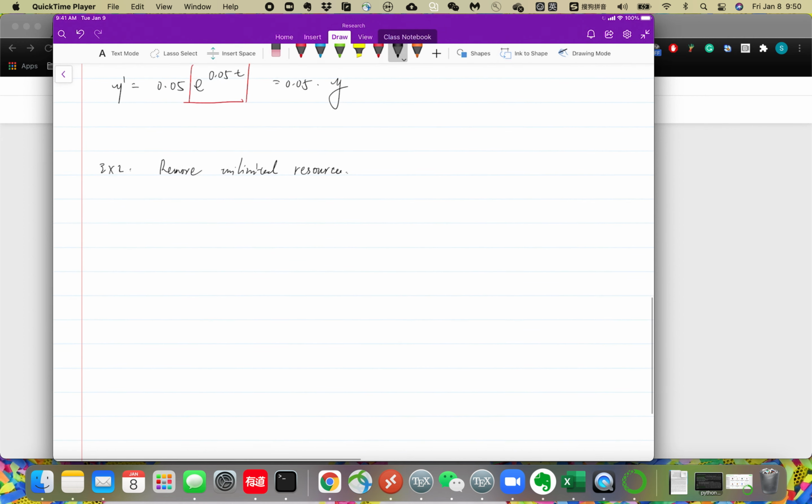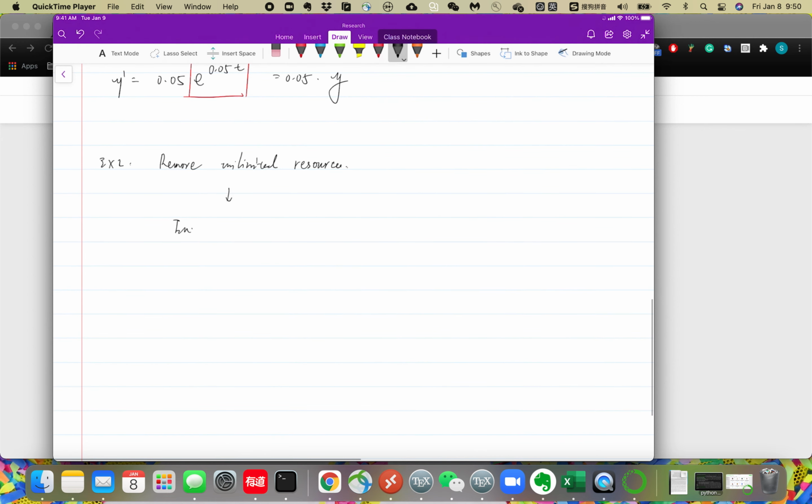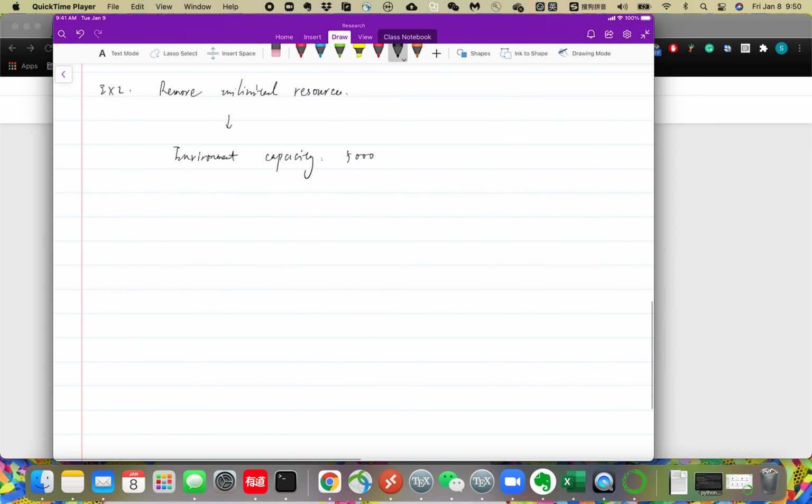The easiest way to give a limited resource is you simply give an environment capacity. Okay, let's say 5,000 people. That means your population may grow exponentially as long as you like because you have a constant birth and death rate. But this time, you're not going to have a constant birth and death rate anymore. As you have more and more people, your growth should slow down, and eventually you cannot hit the 5,000 capacity. You should always be below that. So how do you rewrite or adjust this differential equation? Let's say birth rate and death rate.